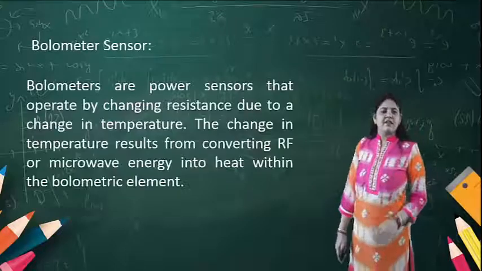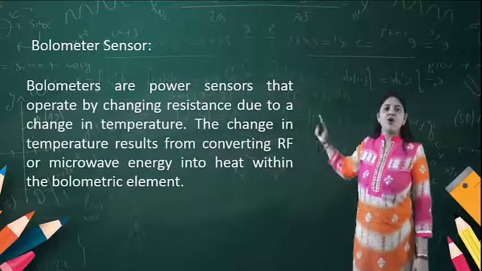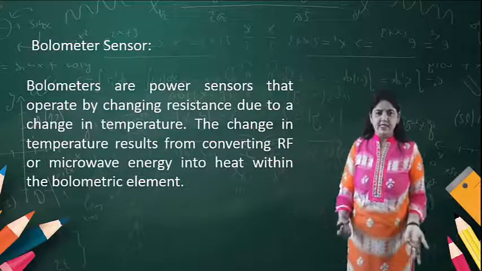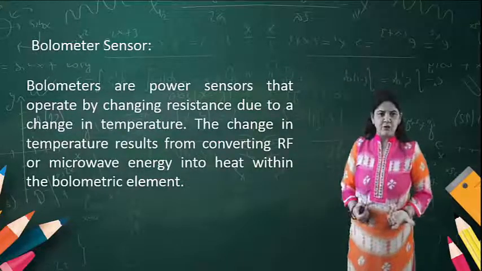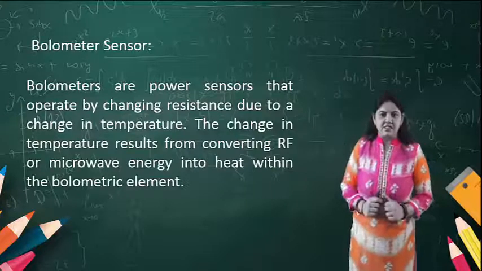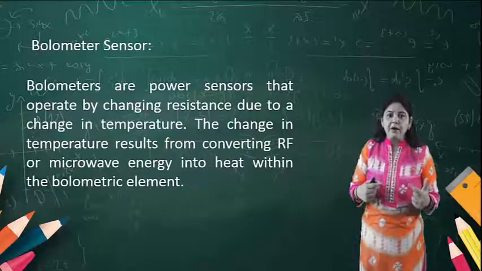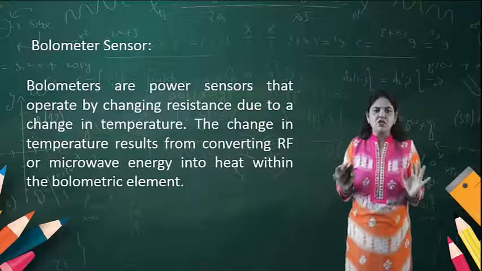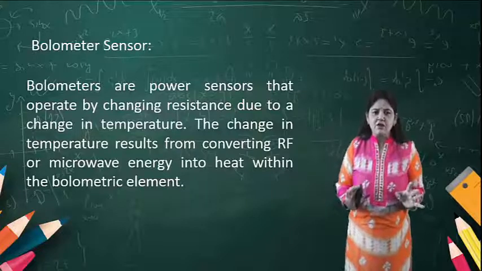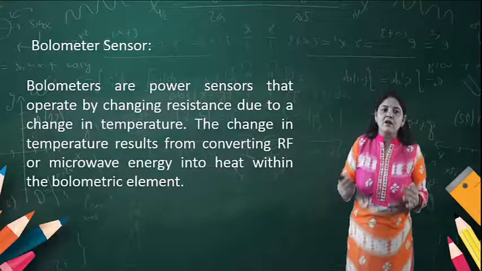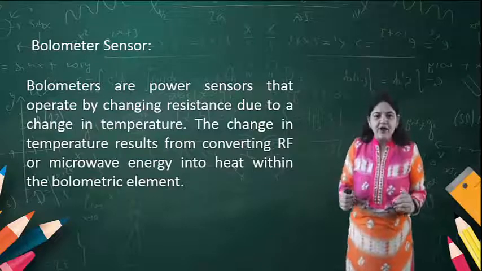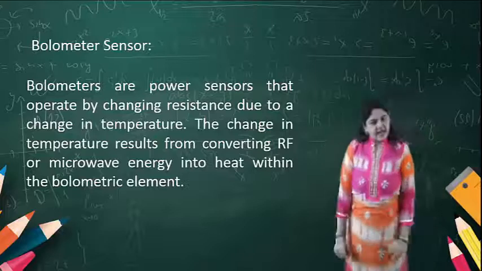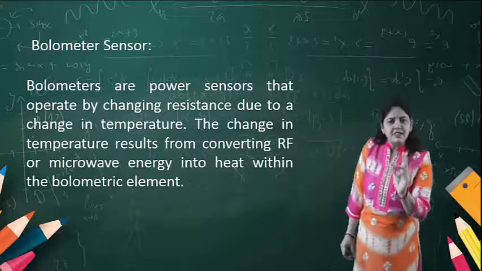Now the next sensor is the bolometer sensor. The bolometer can also be placed to produce the output. So these are the power sensors, and they operate by changing the resistance value due to the temperature. The change in temperature comes from converting the RF or microwave energy into heat within the bolometer element. So the bolometer is a sensor.